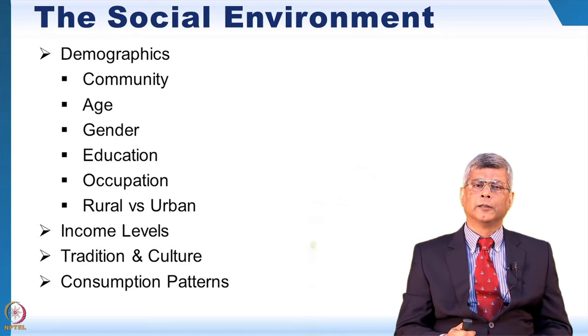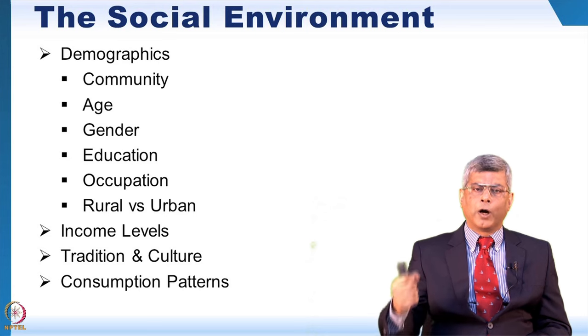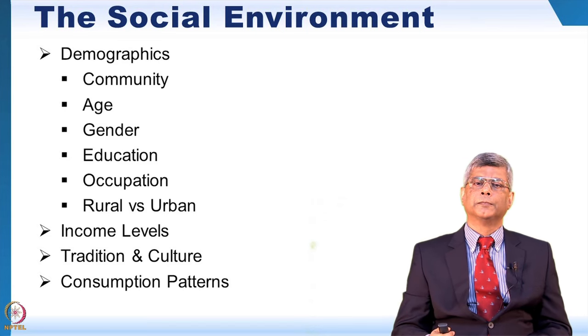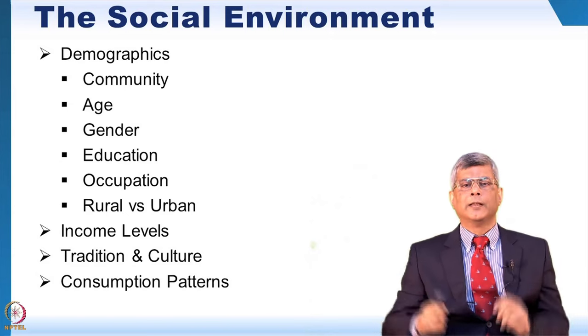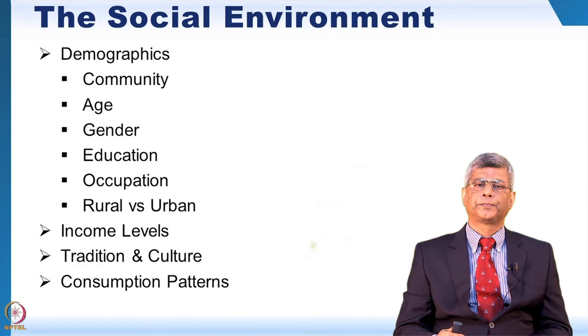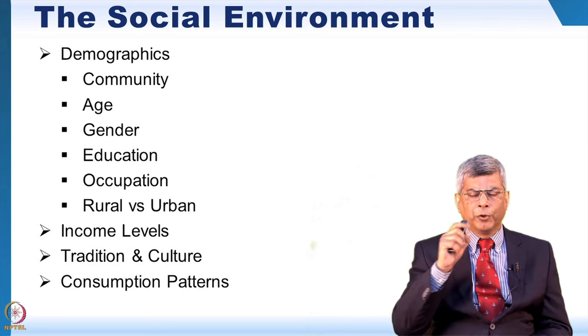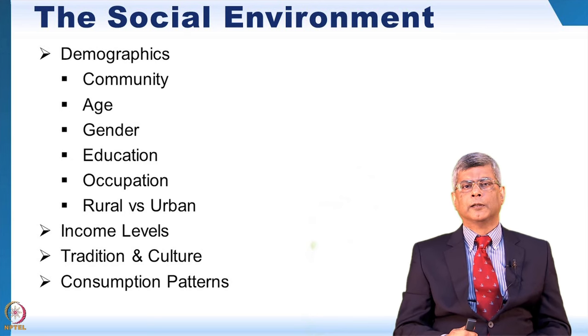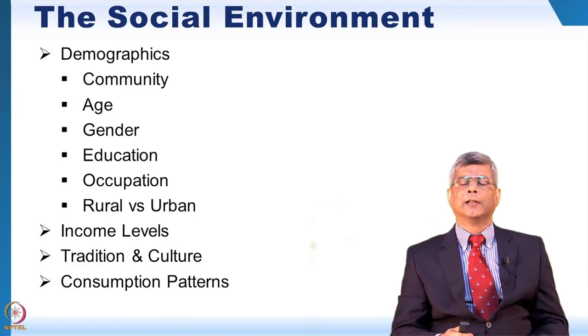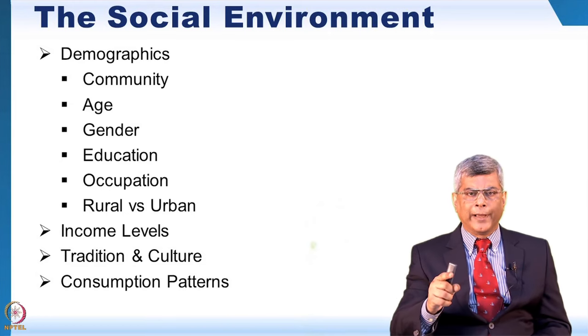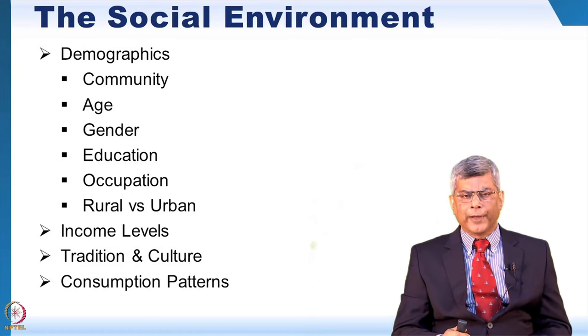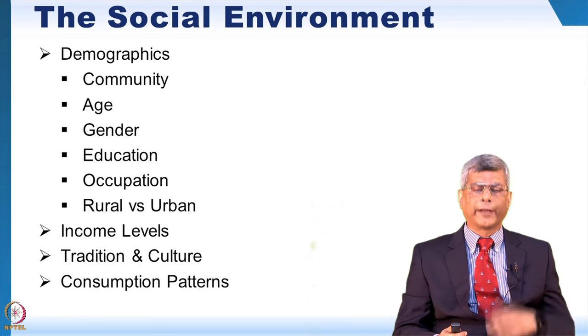Age. If you are making toys for children, you have to be aware of the children's environment. But let's say if you're making a walking stick for an elderly person, you have to be aware of the elderly people's environment. Gender. If you have a fashion business, the male fashion is very different from the ladies' fashion. And you have to be aware of the gender differences in fashion, or perfumes, or movies, or accessories.